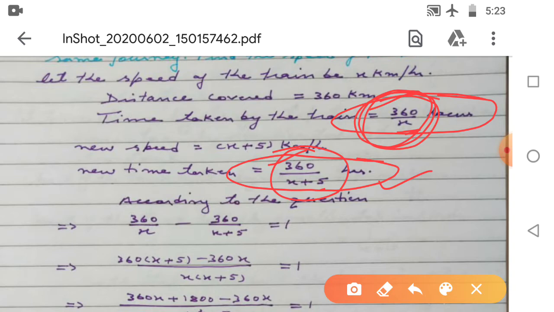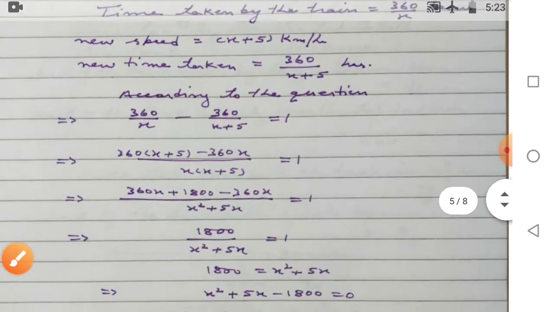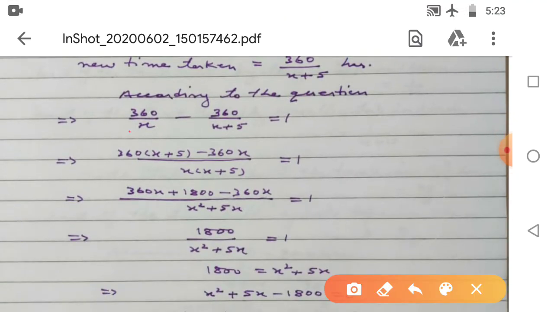According to the question, the difference between these two timings is 1 hour. So, 360 upon x minus 360 upon x plus 5 is equal to 1. This is according to the question. Now, what you have to do is take the LCM. On the left hand side, x into x plus 5 is the LCM here, and we need to multiply 360 into x plus 5 minus 360 into x. So, 360 x plus 360 into 5, that is 1800, minus 360 x upon x square plus 5 x is equal to 1.